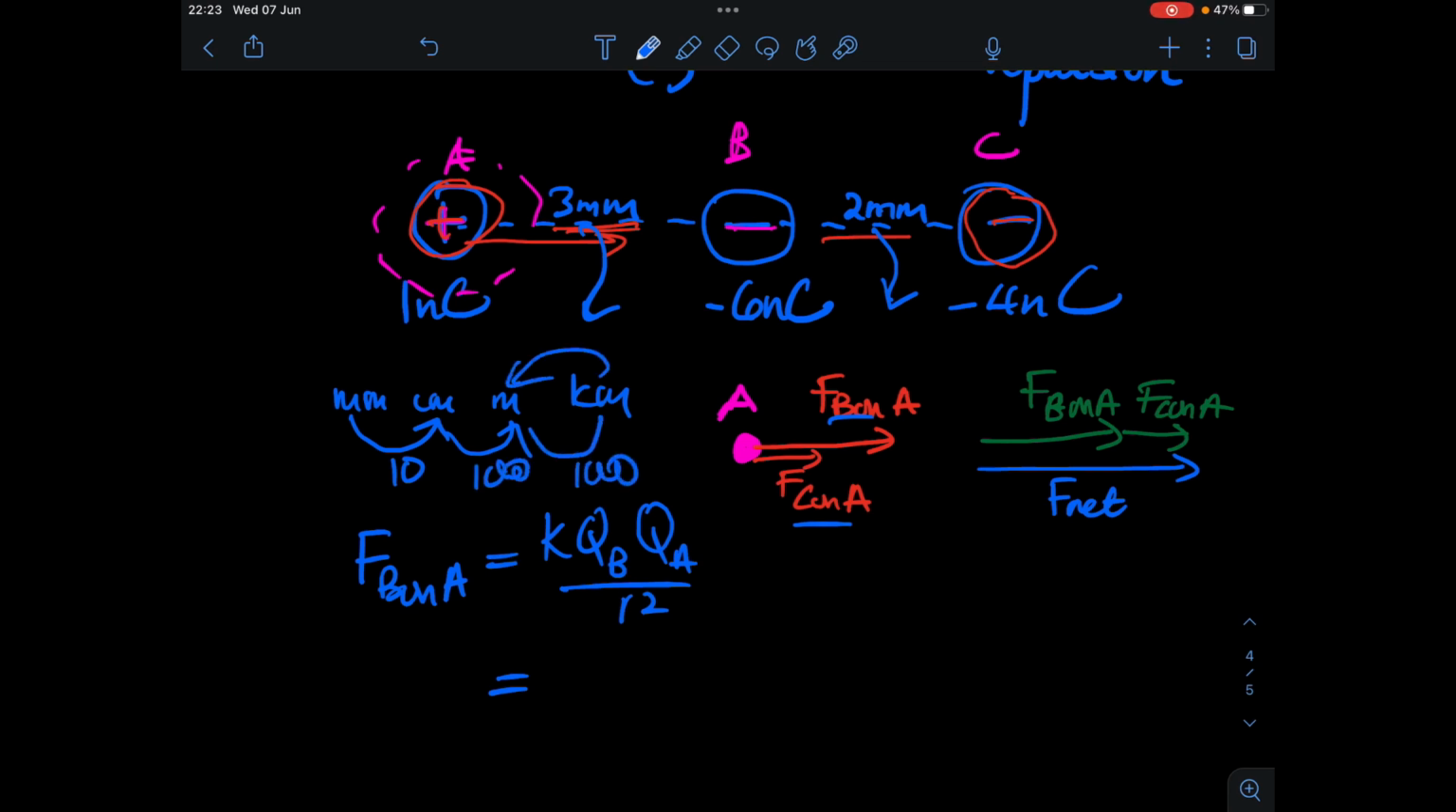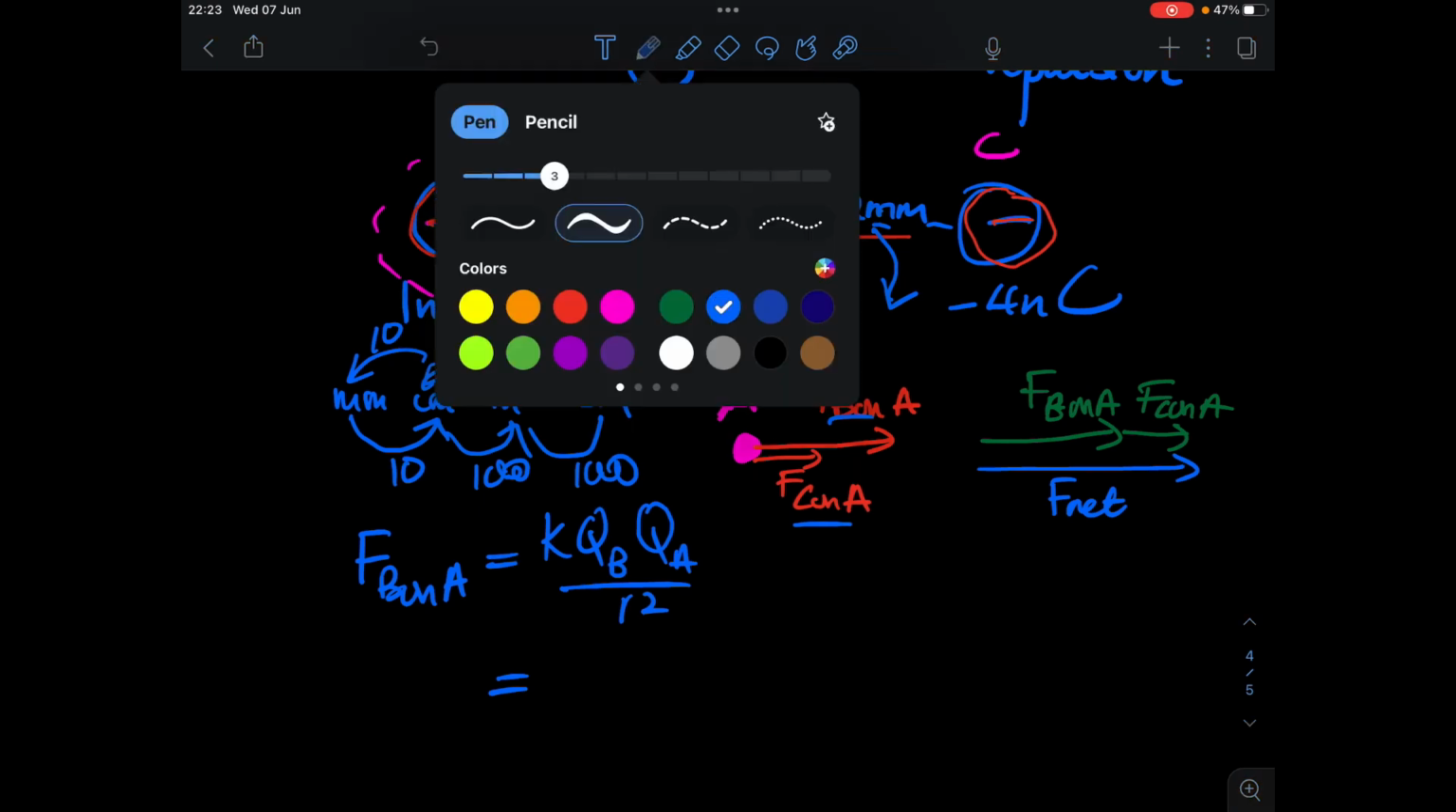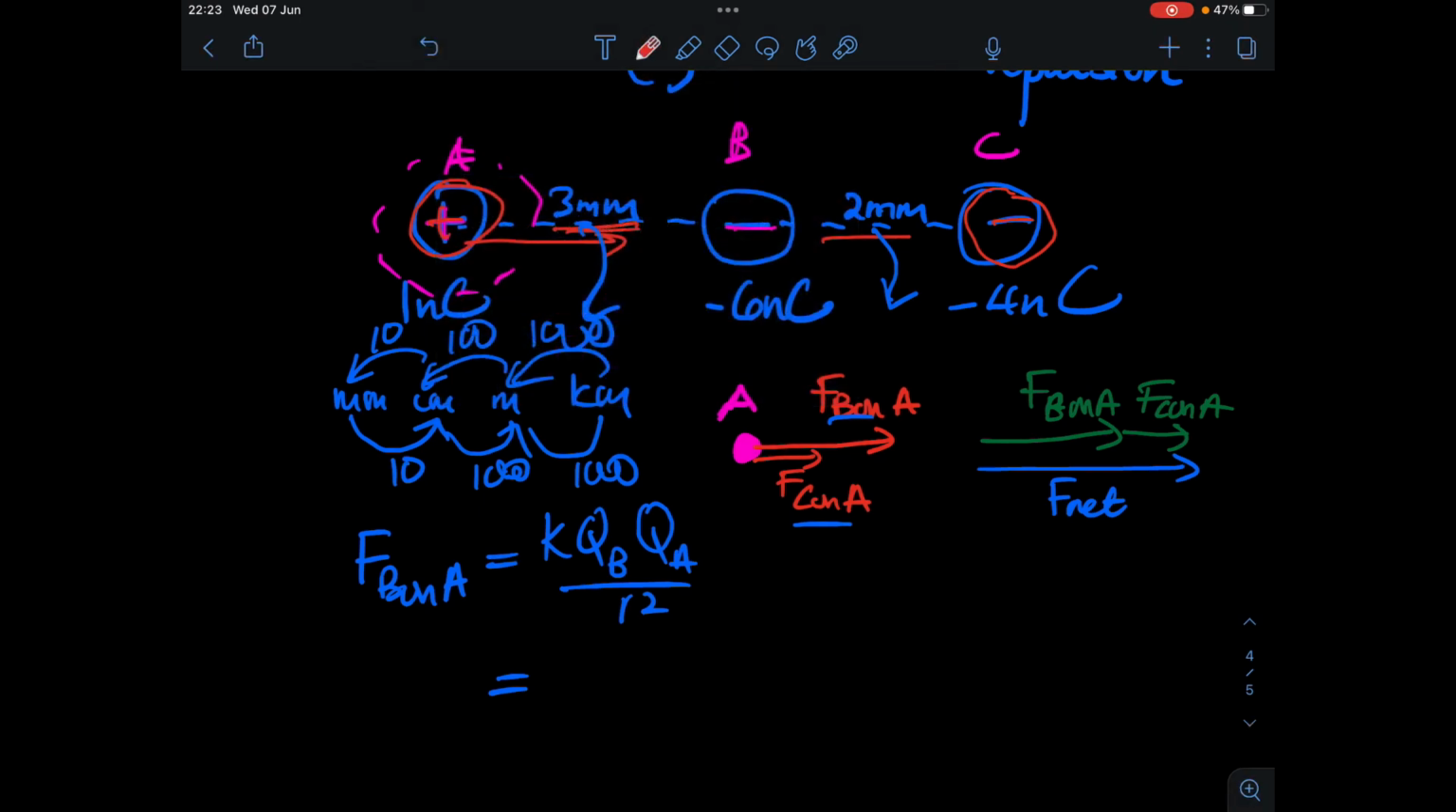But from millimeter to centimeter, you divide by 10. From centimeter to kilometers, you divide. From kilometers to millimeters, you multiply. So we'll divide all the way there. Now, where are we and where are we going?